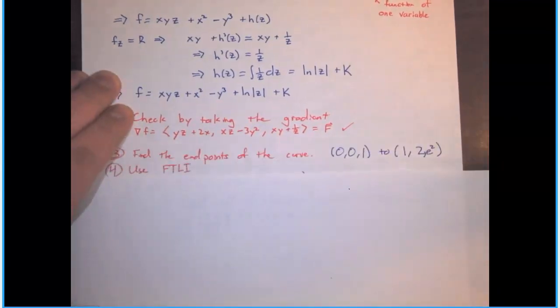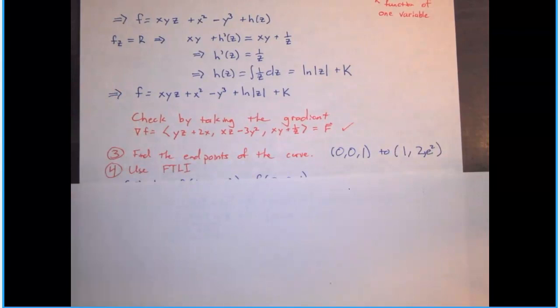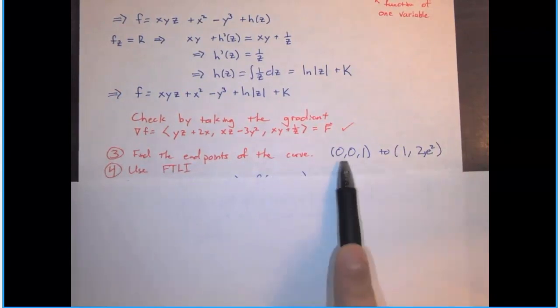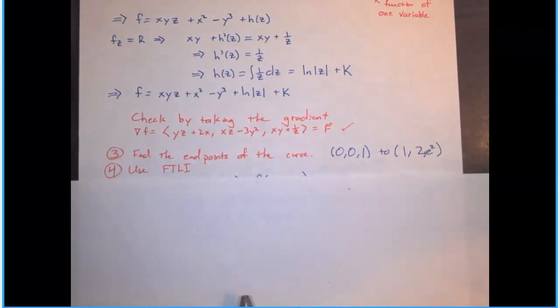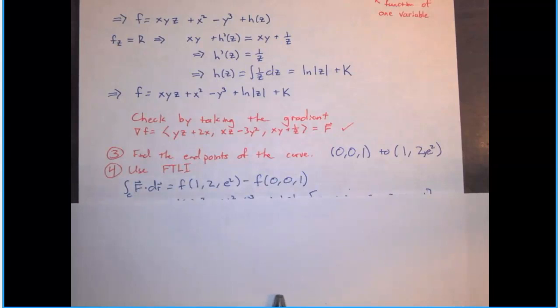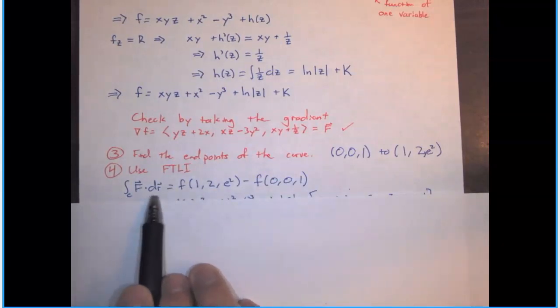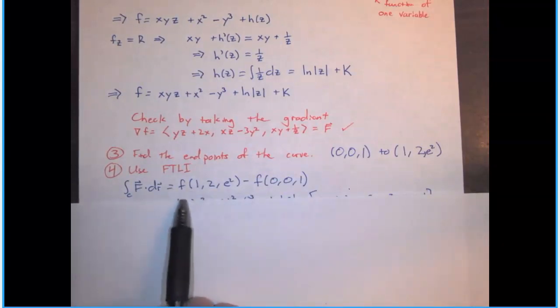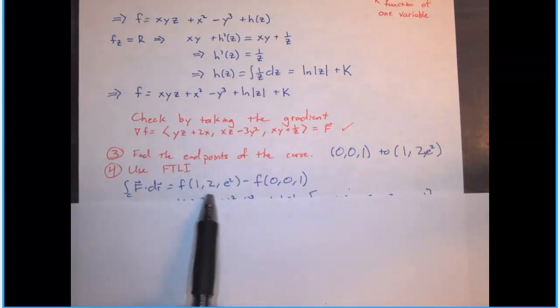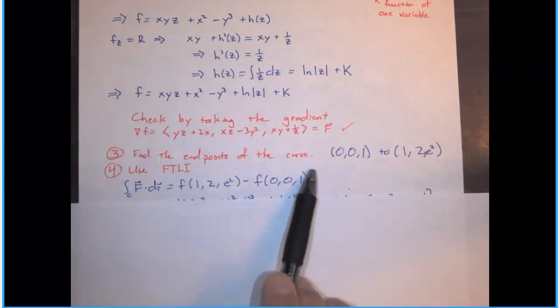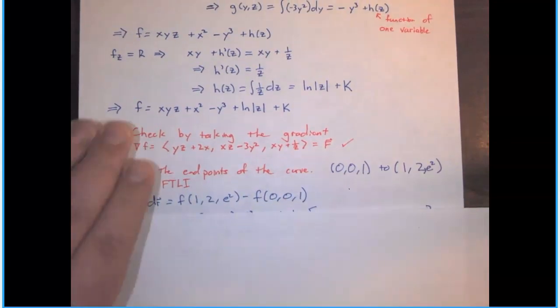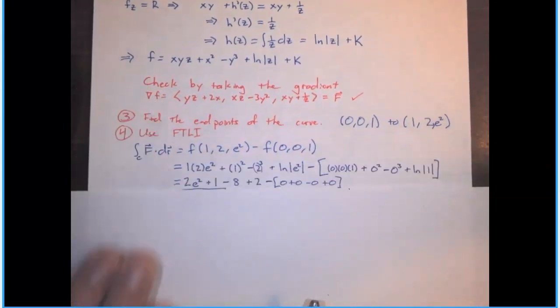All I have left now to do is to integrate. I need to know the endpoints of my curve. They were given to me. I wasn't given the specific curve. It doesn't matter. I have a conservative vector field. This integral is independent of path. As long as I know the endpoints, I don't need to know what the curve is. So now this integral, F dot dr over C, is the potential function at (1, 2, e squared) minus the potential function at (0, 0, 1). So it's just a matter of plugging numbers in and working it out.